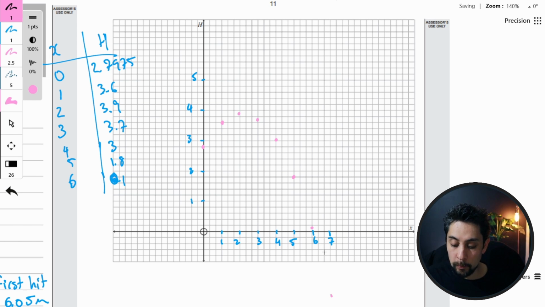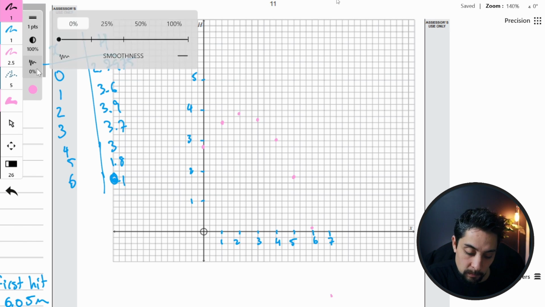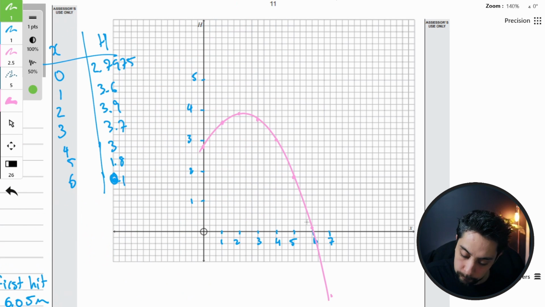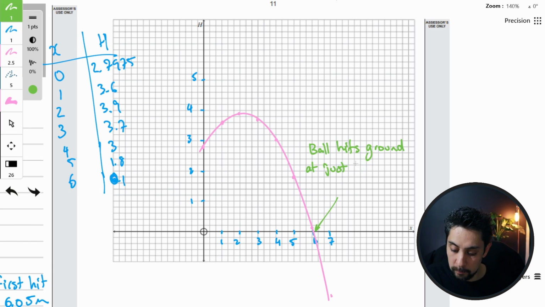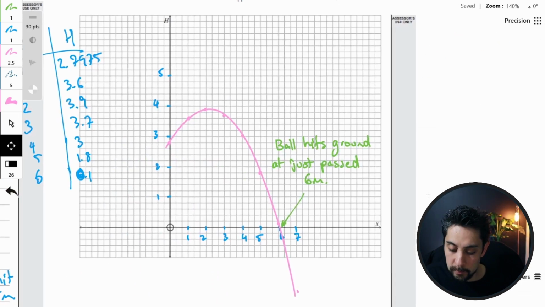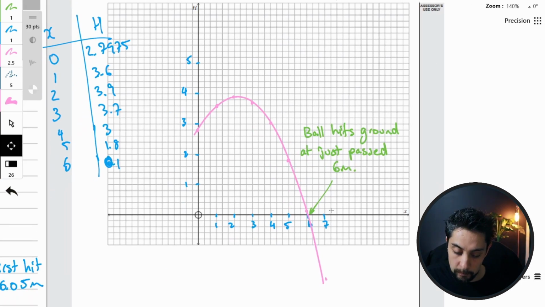Okay, let's join all of those up with a nice smooth line. And we can see that the intersection point is right here. It hits the ground at just past 6 meters. And that is the end of question 2, I believe.